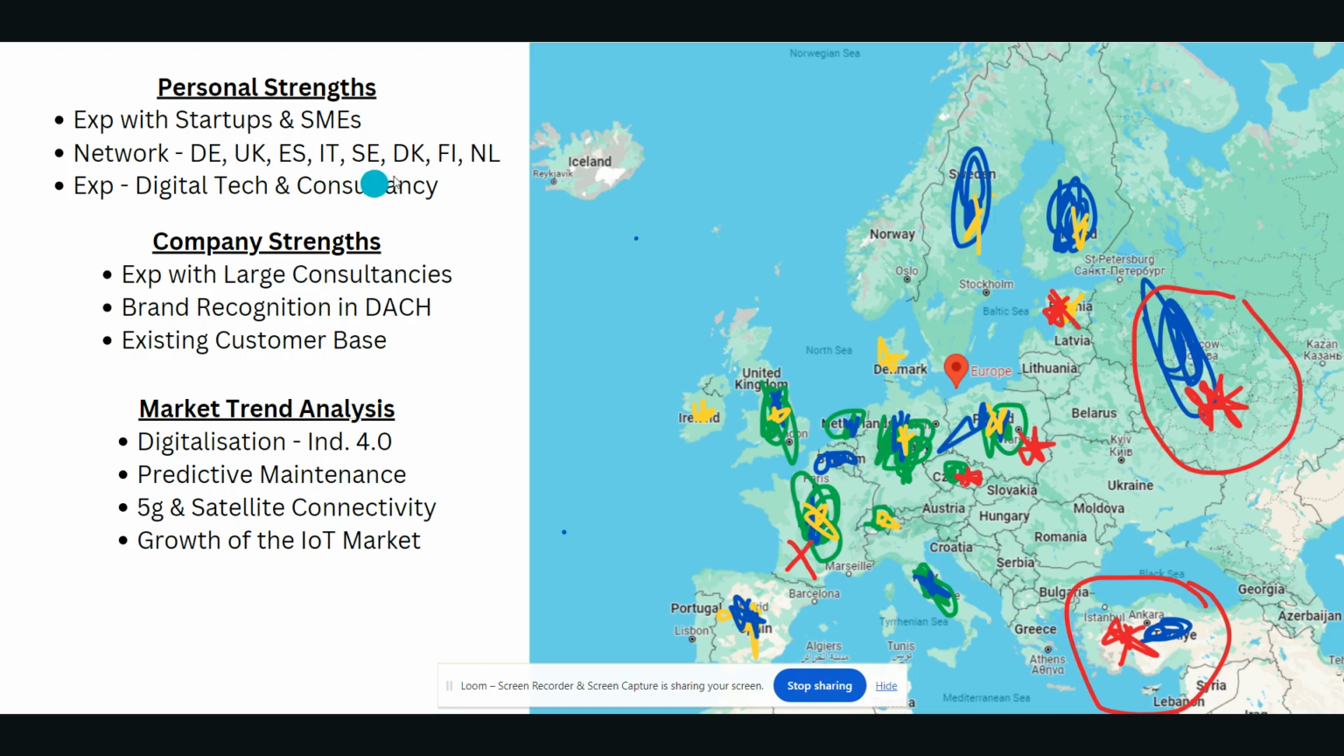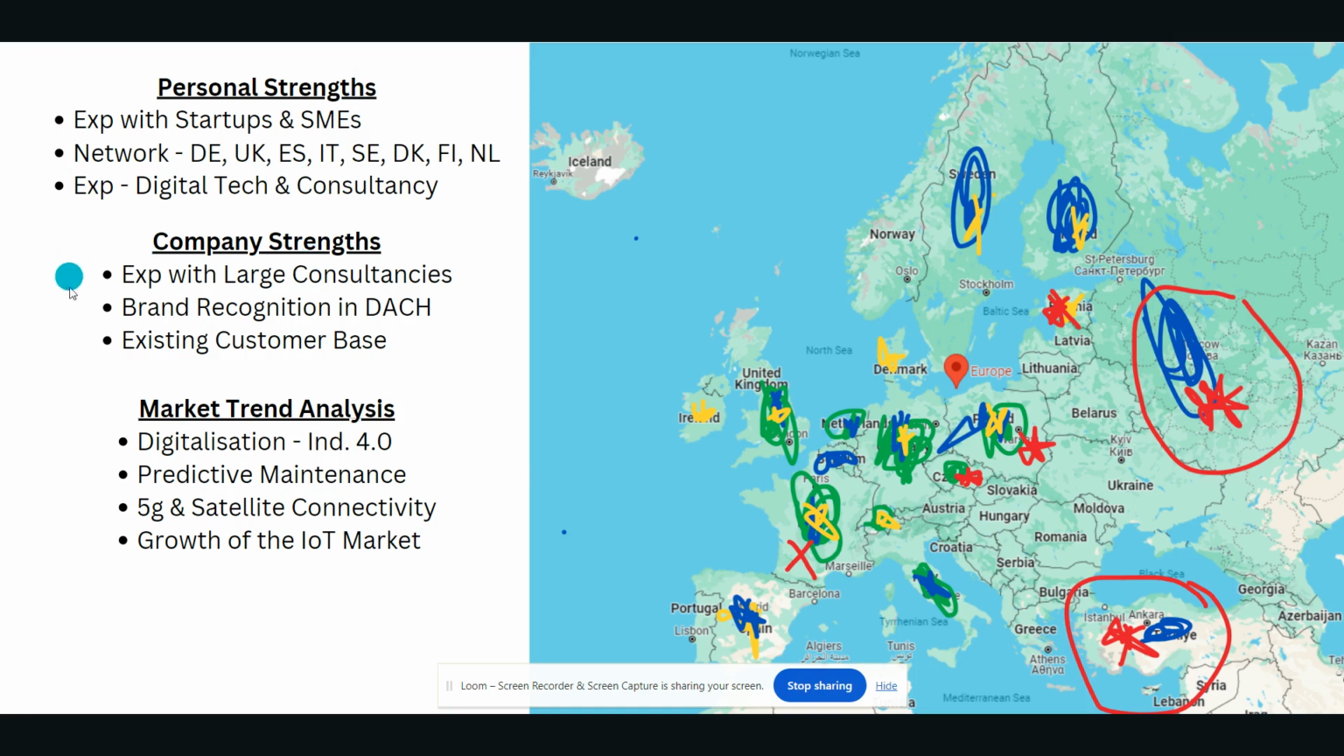As you can see here, I just quickly mapped out what my personal strengths were. So I've got experience working with startups and SMEs. I've got a large network and experience working with Germany, UK, Spain, Italy, Sweden, Denmark, Finland, and Netherlands. And I've got experience working with the digital tech and consultancy professional services industries. So that's my personal strengths and my personal experience.